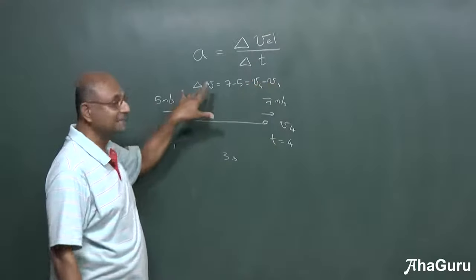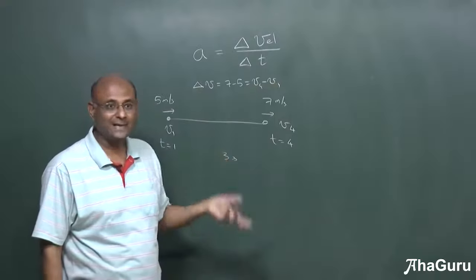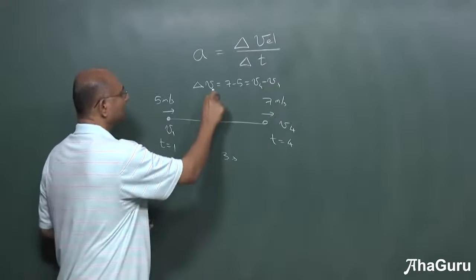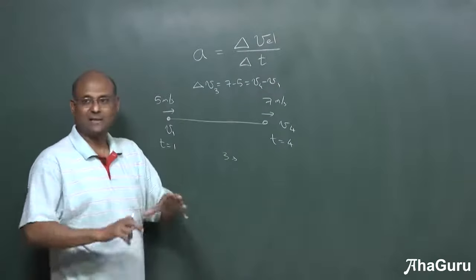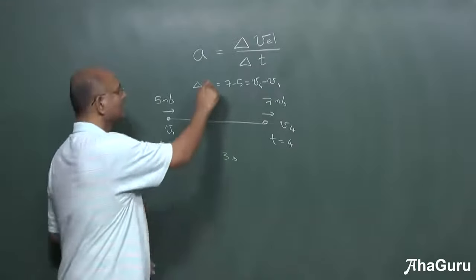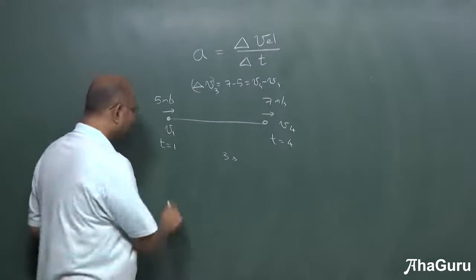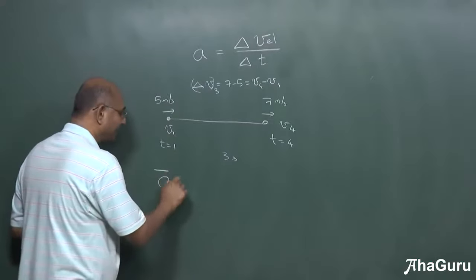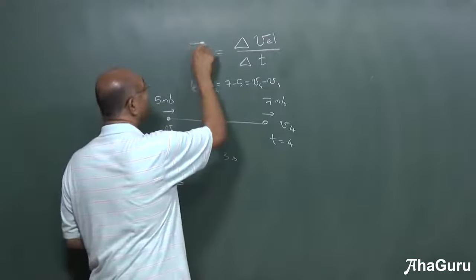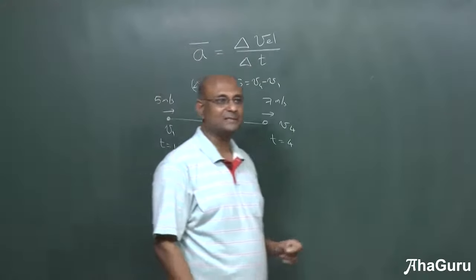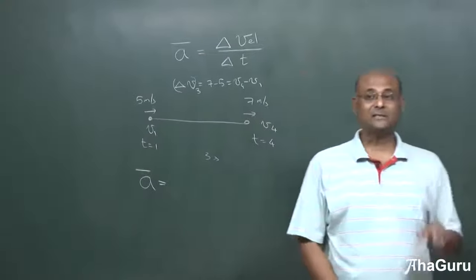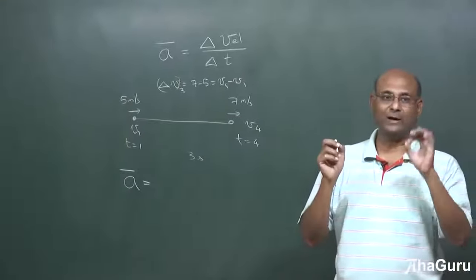But this is the change in velocity for how many seconds? 3 seconds. So sometimes I can put it like this: delta V3. Delta V for 3 seconds. What is average acceleration? Because this is not really correct. Average acceleration is change in velocity by time. Acceleration is change in velocity by time only for one case. Which case?